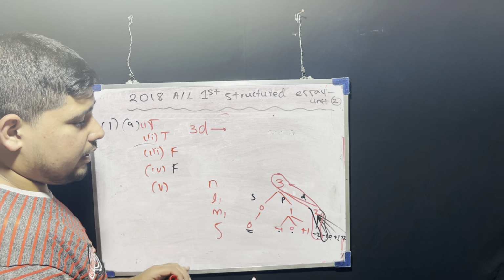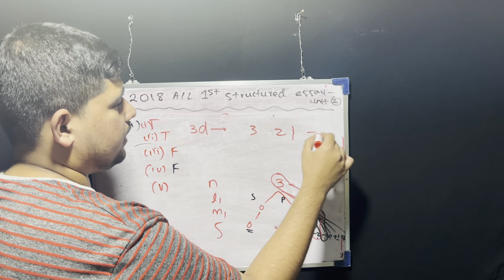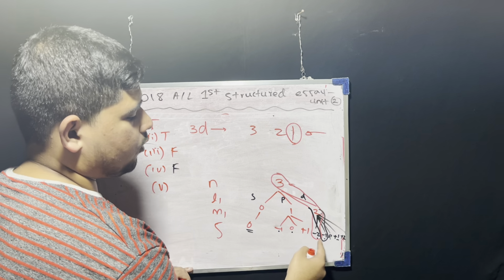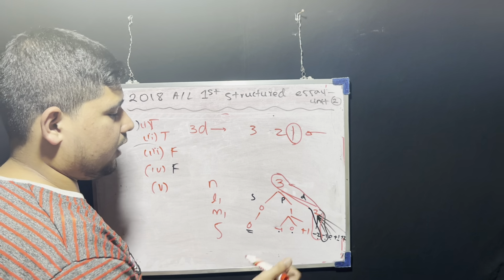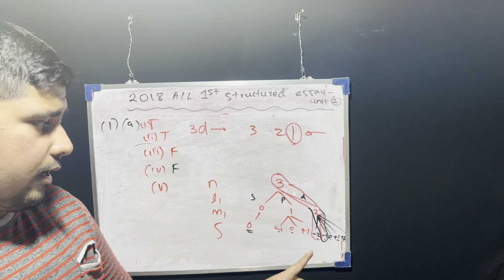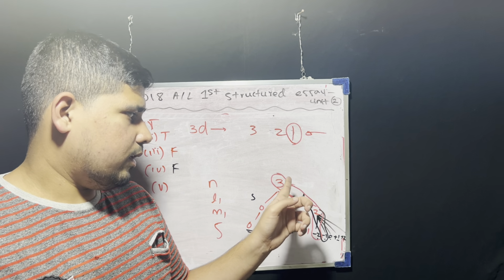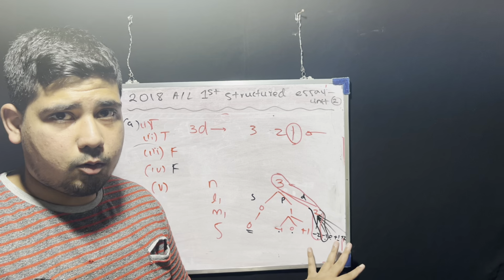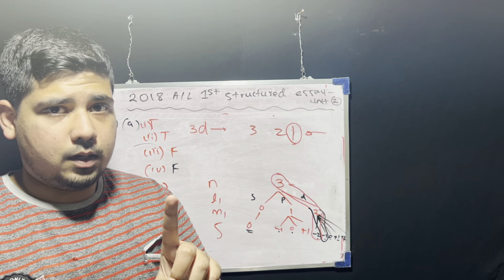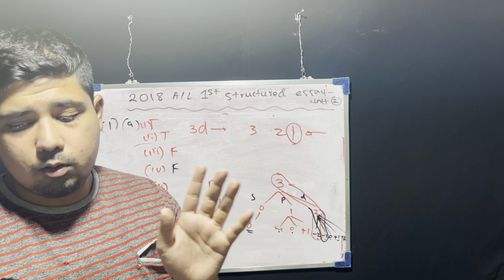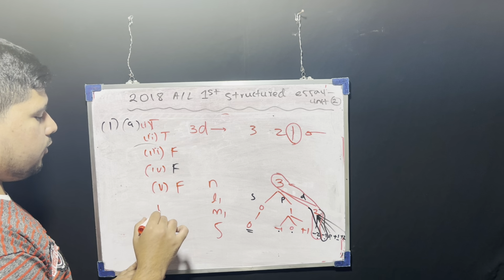But here it is 3, 2, 1. Here they have said only 1 atomic orbital is represented by this, not all 5 atomic orbitals. Therefore, it's wrong. There are 5 atomic orbitals for 3D. For the third energy level, D subshell, there are 5 atomic orbitals. So here they have given only 1 atomic orbital, not all the 5 atomic orbitals. Therefore, that statement is wrong. False.